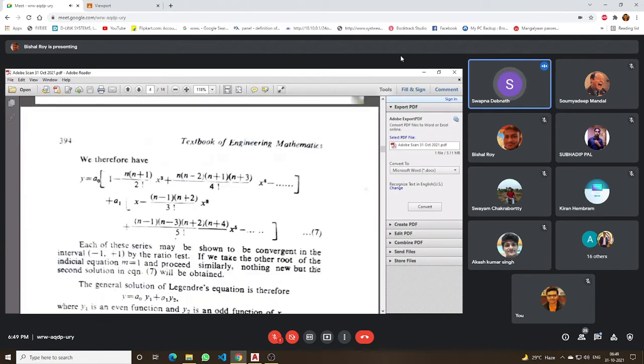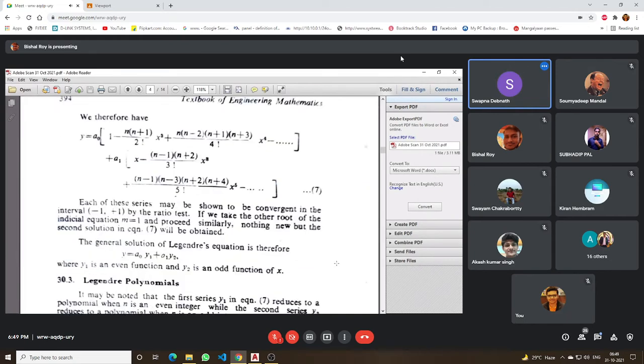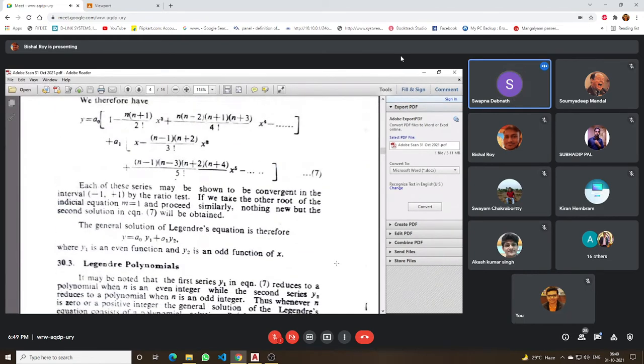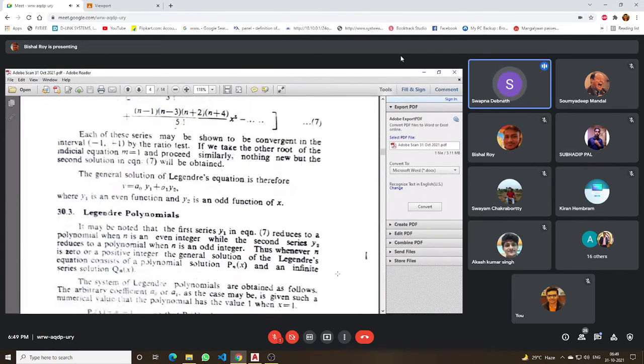Therefore we have the solution y is equal to a0, taking out a0 and all terms, that means the even powers of x, and a1 into odd powers of x. Now this is the general solution of Legendre equation. Therefore it can be written as y is equal to a0 y1 plus a1 y2. a0 and a1 are constants, and y1 is taken as the even function, y2 as the odd function.